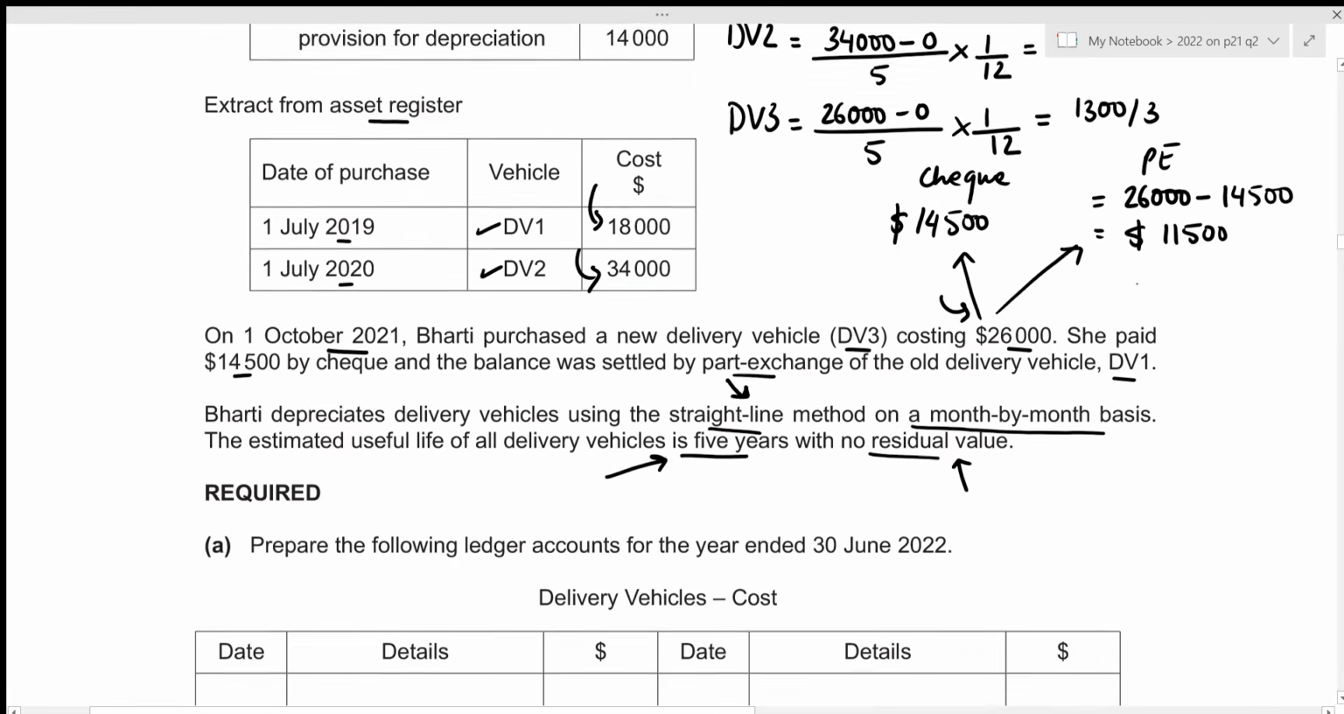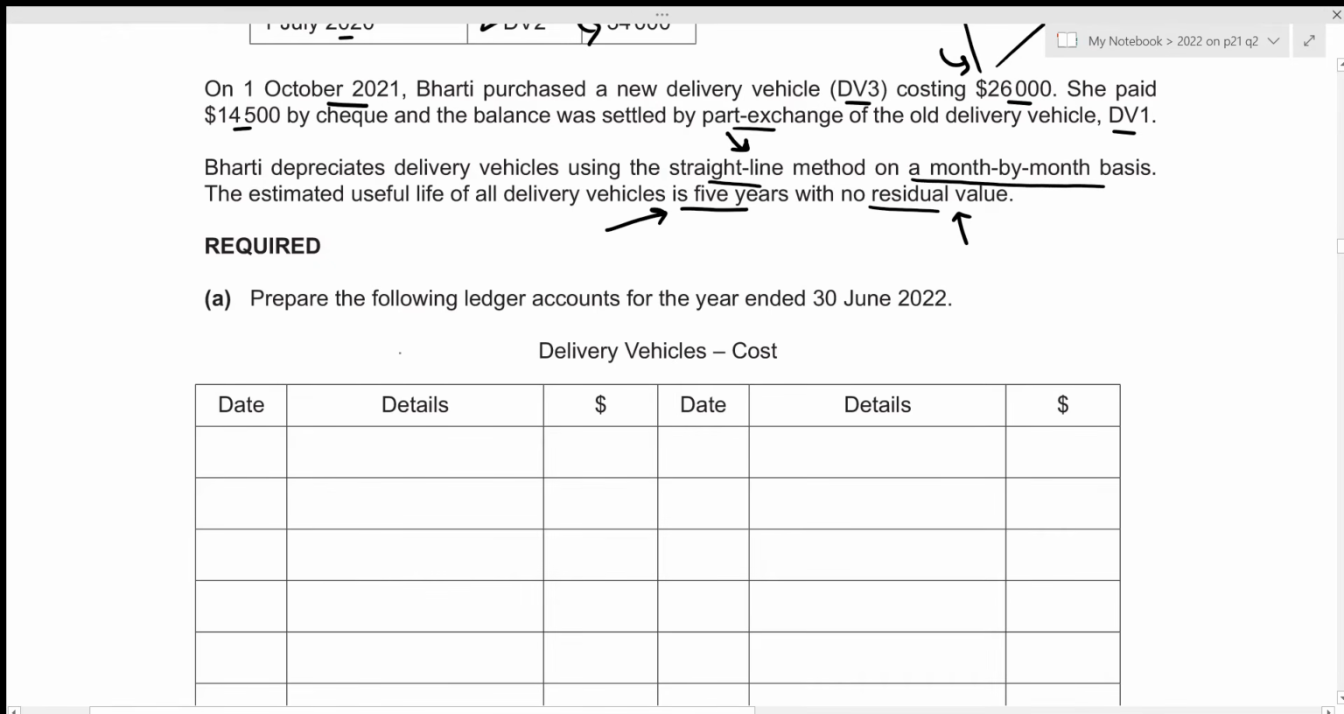Okay, now let's have a look at our question. We first need to prepare the following ledger accounts for the year ended 30 June 2022. First of all, we need to prepare the delivery vehicles cost account. And we know that delivery vehicle is an asset, and the opening balance of an asset is always to be recorded on our debit side in the ledger account. So we will have our opening balance right here. Let's write it down. So that will be balance b/d.